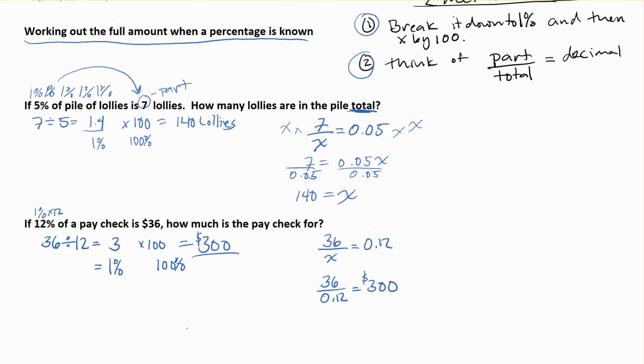So again, think about trying to work backwards here. We've been given the part of a percent, we've been given the percent of a total, so we basically got the part, and we're trying to work backwards to figure out how much the total was, or the original quantity.